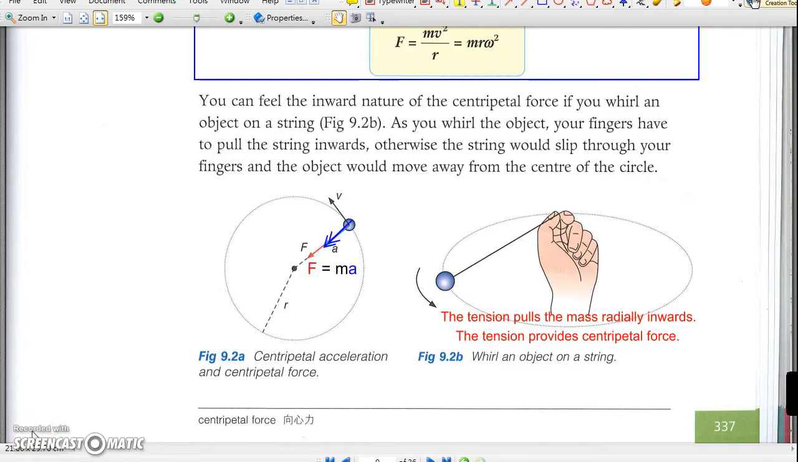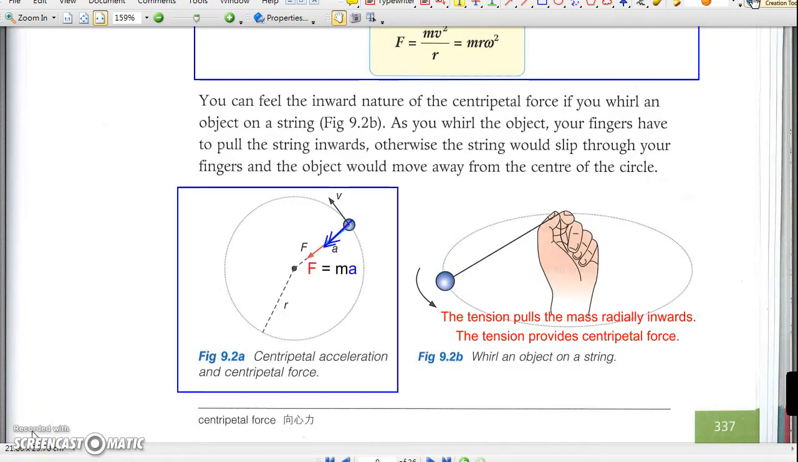As centripetal force is always perpendicular to the velocity of the mass in motion, the force cannot speed up or slow down the mass. Centripetal force can only change the direction of the motion. So, centripetal force does no work on the mass, and the kinetic energy of the mass is not changed by the centripetal force. In this chapter, you will see many examples of circular motion, and find out the source of centripetal force in different cases.